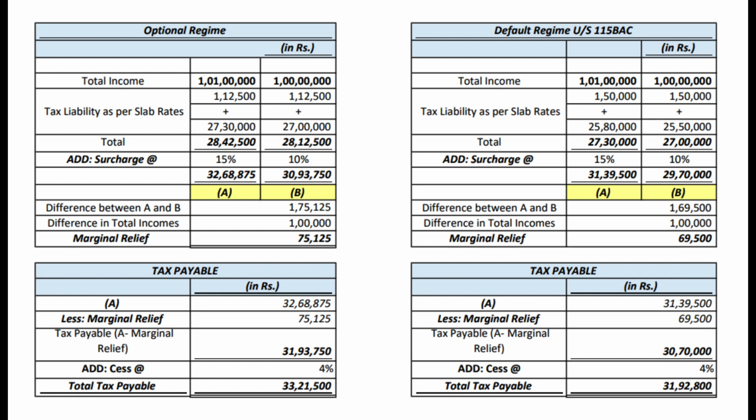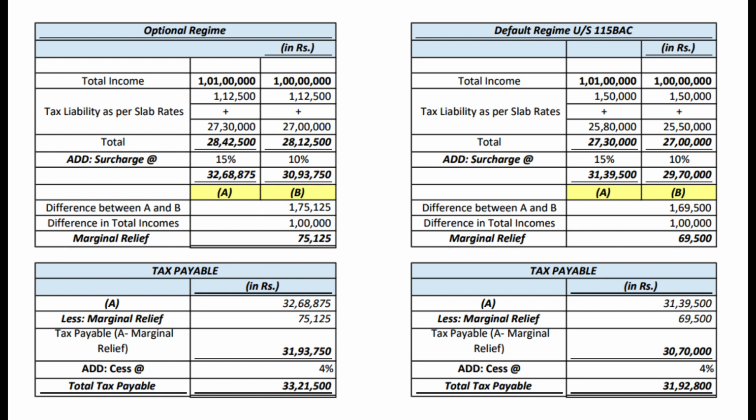The difference between case A and case B: the tax liability payable by the assessee in case A is 32,68,875 rupees. In case B, the tax liability is 30,93,750 rupees only. The difference in tax liability is rupees 1,75,125. The difference in total income is rupees 1 lakh only. So, the total income has increased only by 1 lakh, but due to surcharge, the assessee is going to pay excess tax of rupees 1,75,125.